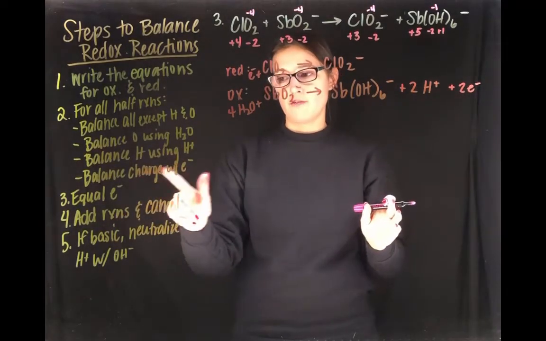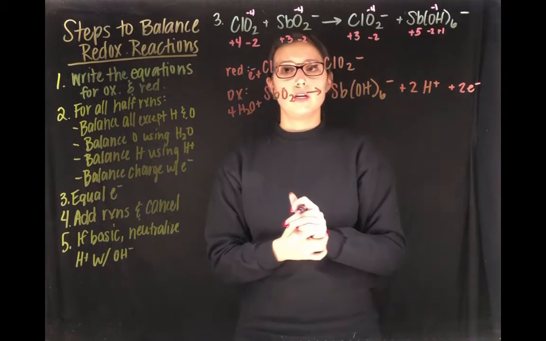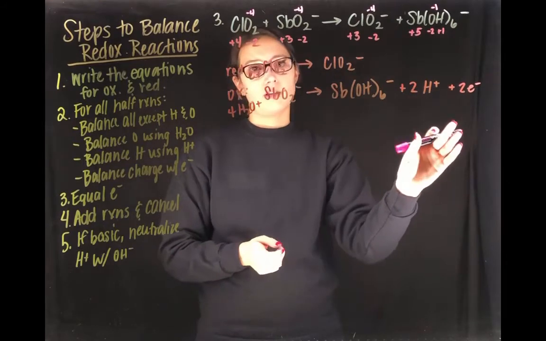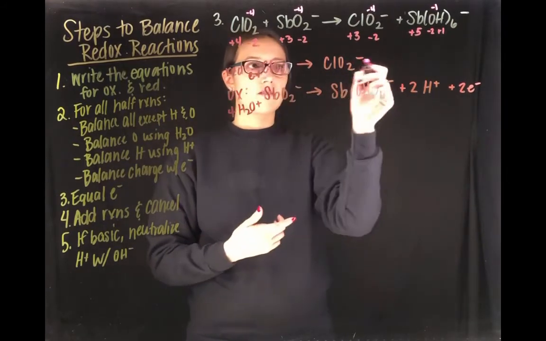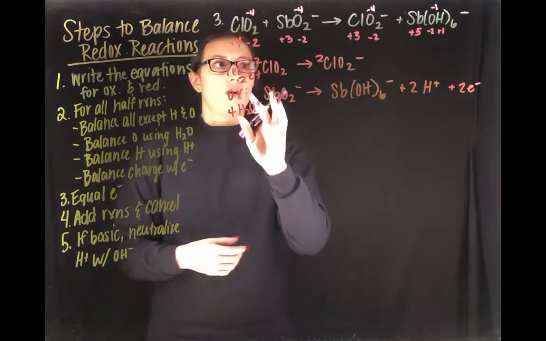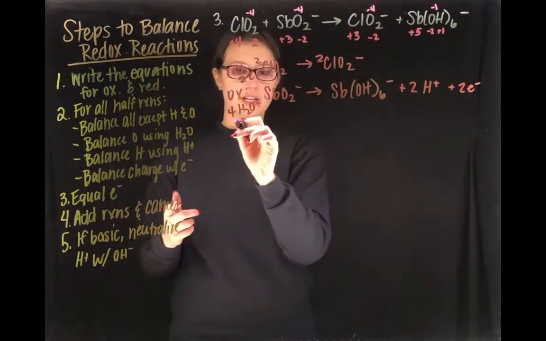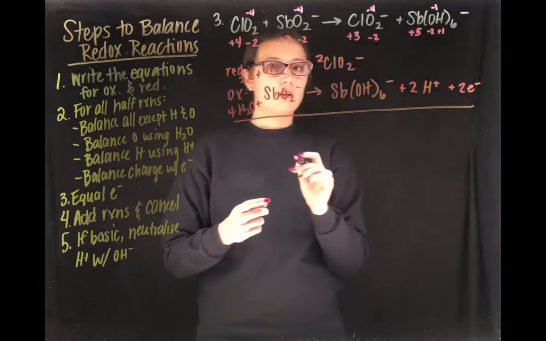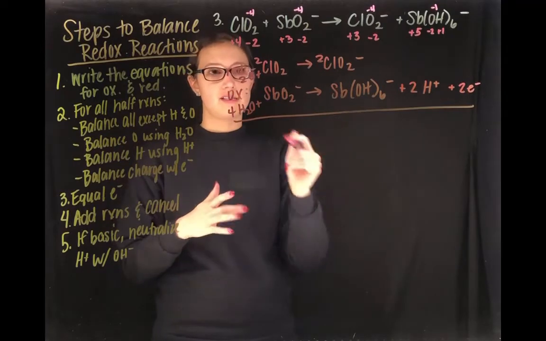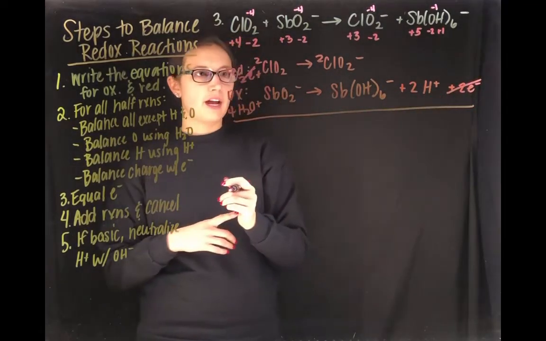Now, once we have the charge balanced, then we have to make the electrons equal. So I have 1 electron in the reduction half reaction and 2 in the oxidation. So what I can do is multiply this top reaction by 2. Once I have them equal, then I can add the reactions and cancel anything out. So I can cancel anything that is the exact same on both sides. 2 electrons on the left, 2 electrons on the right.